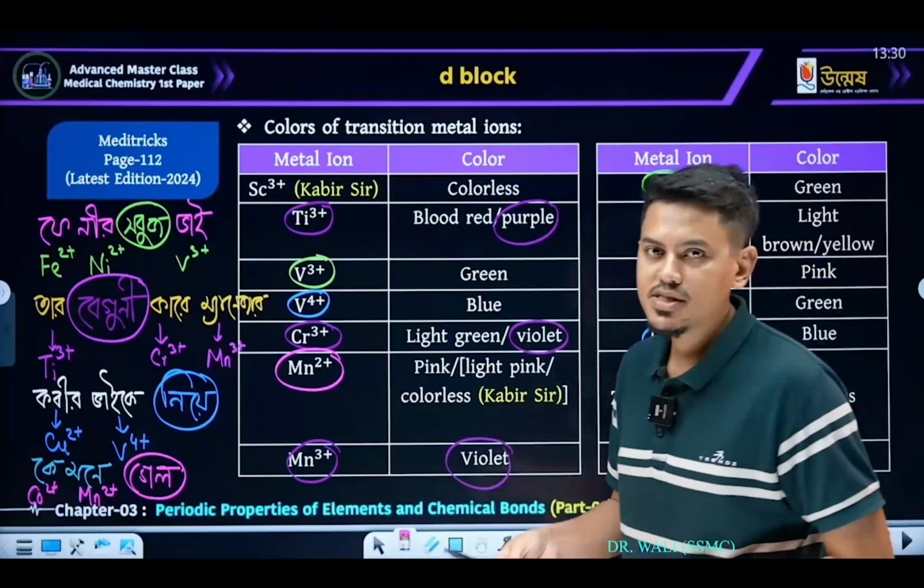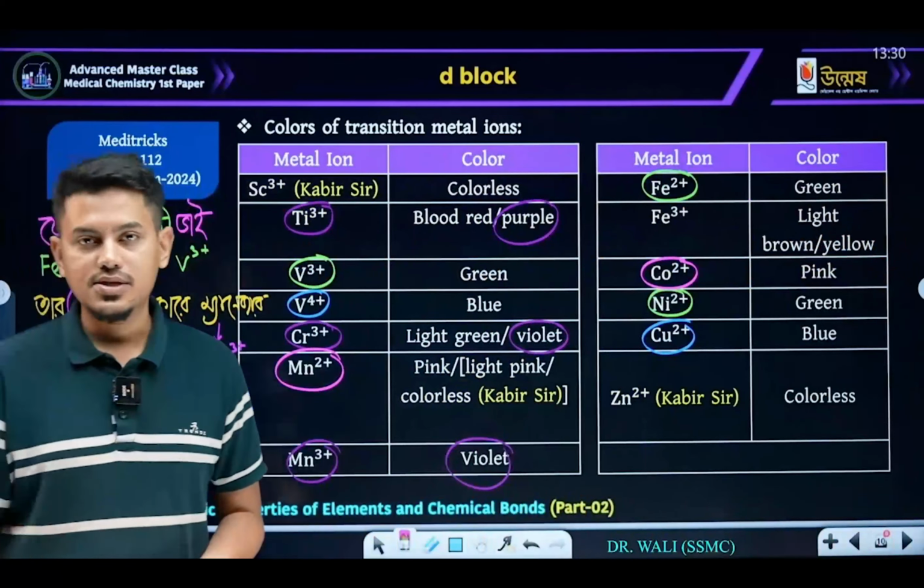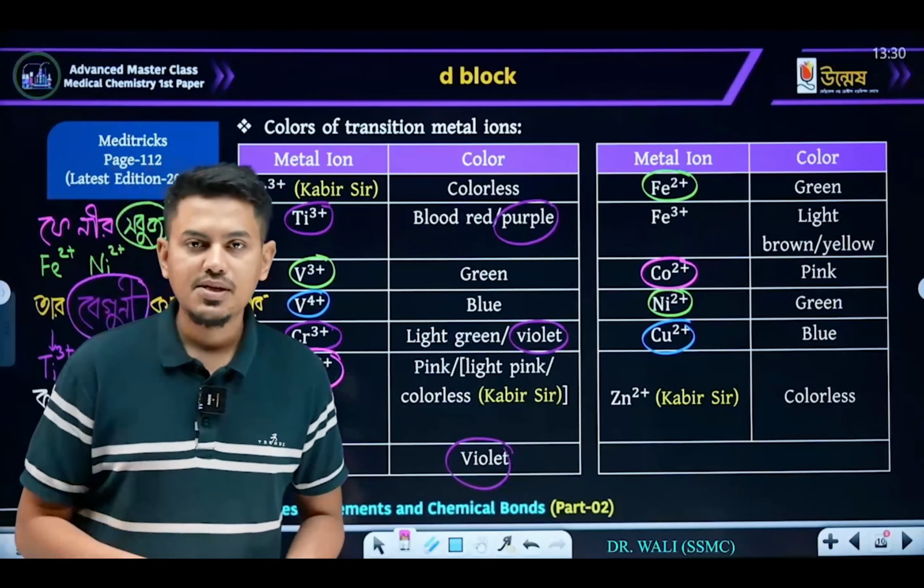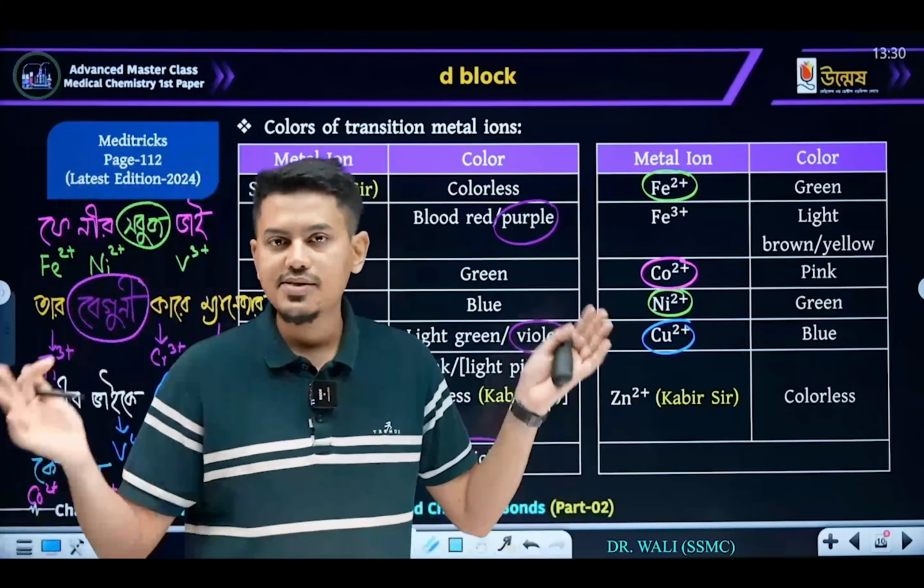Regarding zinc, you should know that it is not a transition metal, and all of the agents or metals which are not transition will form colorless compounds. Only the transition metals are responsible for colorful compounds because of that crystal field effect.